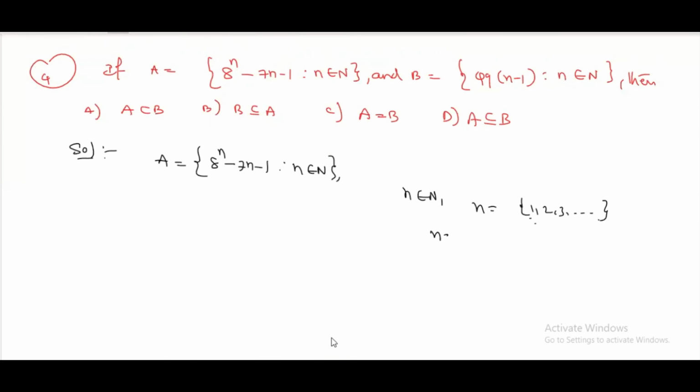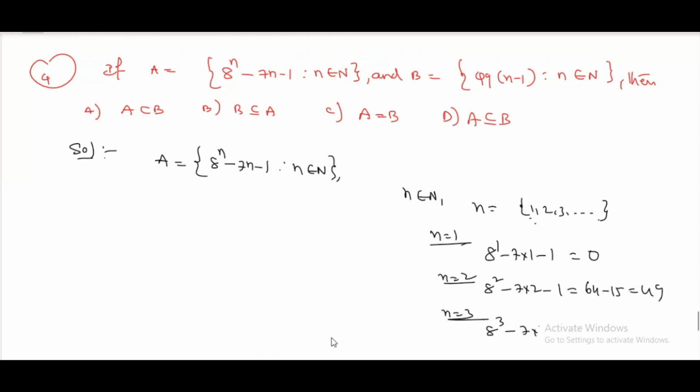If I substitute n is equal to 1, I get 8 power 1 minus 7 into 1 minus 1, which is 0. When I substitute n is equal to 2, 8 square minus 7 into 2 minus 1, 64 minus 15, which is 49. If I substitute n is equal to 3, 8 cube minus 7 into 3 minus 1, we get 490. So our set A is 0, 49, 490 and so on.